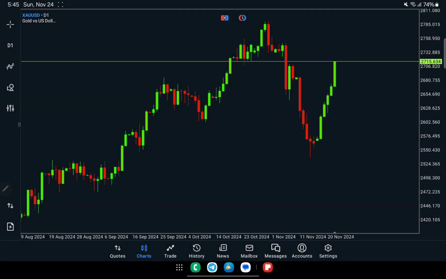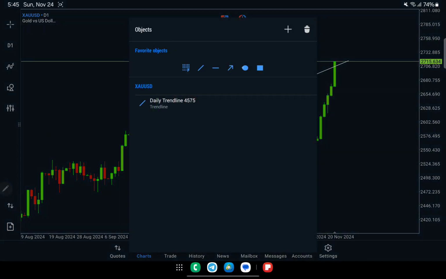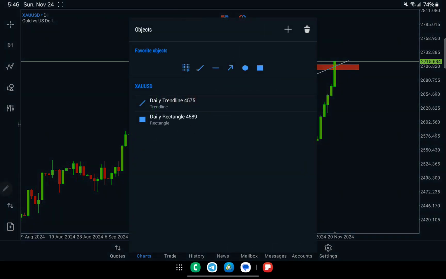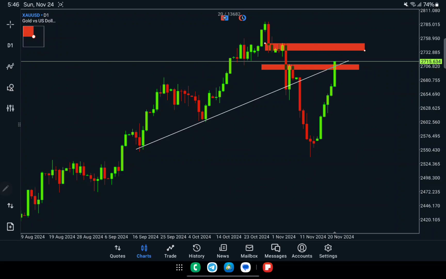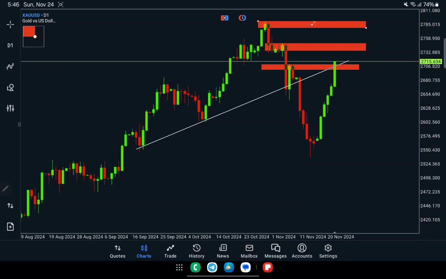So let's analyze the market. If we want to draw support, resistance, or trend line, as you can see, it just made a breakout on this area, and it also made a breakout, let me draw, on this resistance area. That means on technical analysis the market is indicating buy, and our next resistance zone is around that area, and the higher resistance zone around that area.